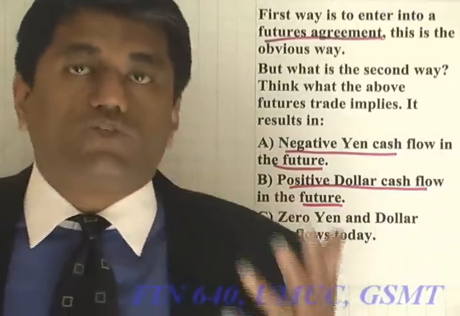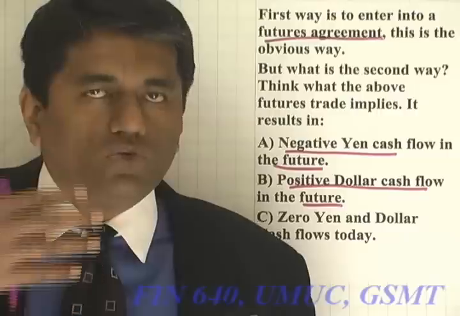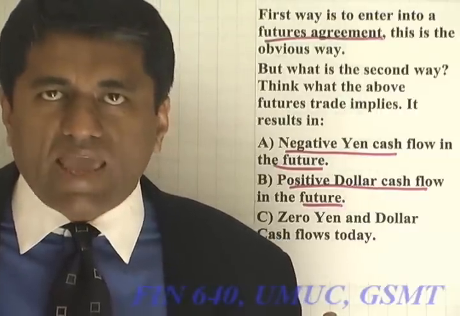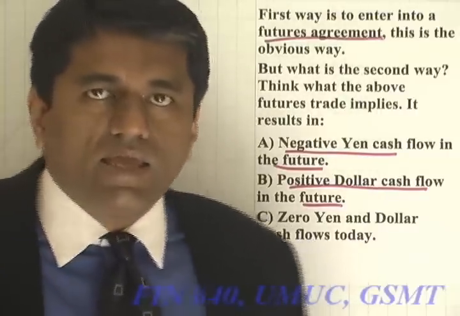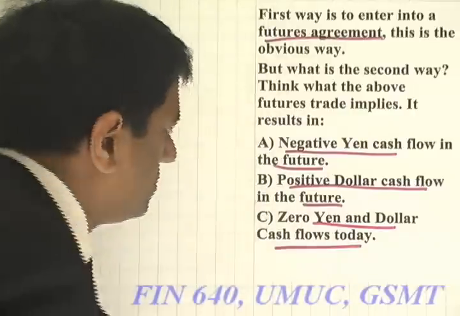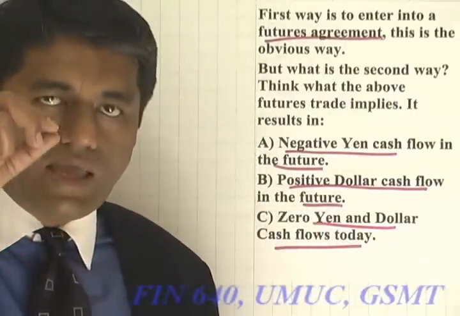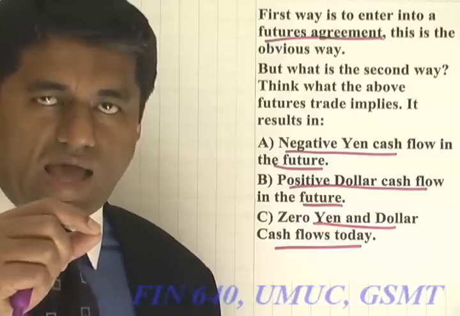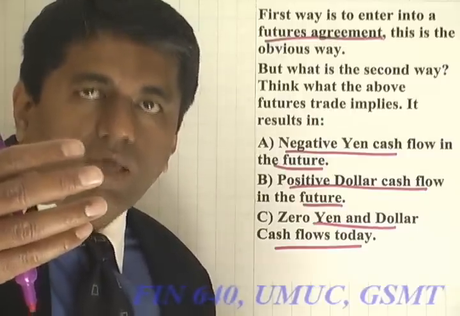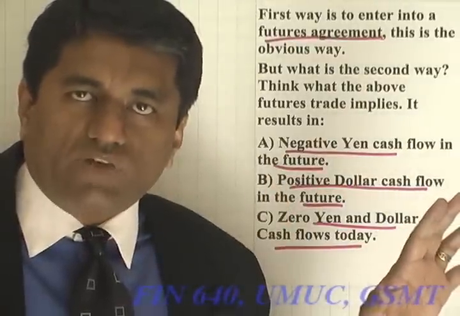But what about cash flows today? Well, by their nature, futures contracts do not have any exchange of cash today, so the cash flows today will be zero. So zero cash flows today. So this is what a futures contract looks like. Produces negative yens in the future, positive dollars in the future, and zero cash today.